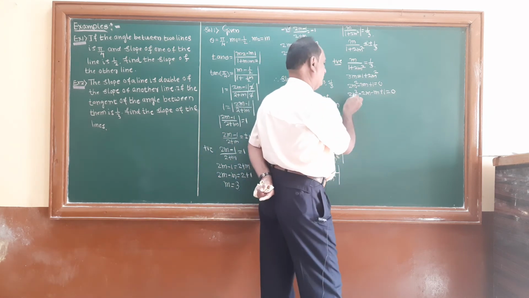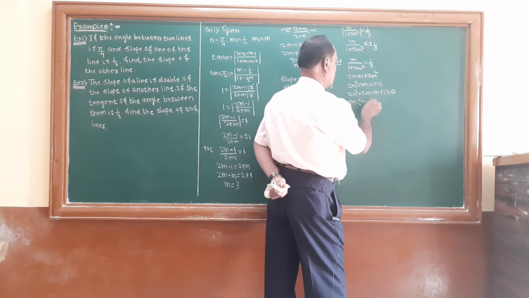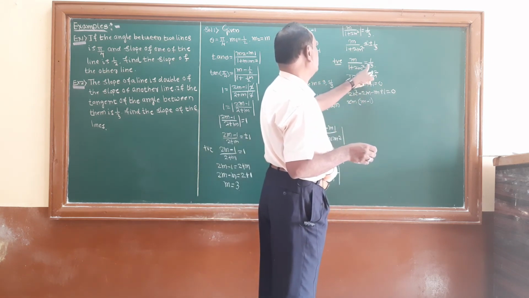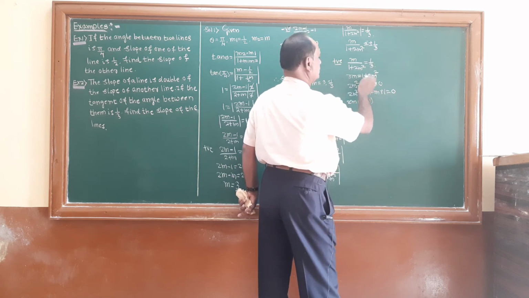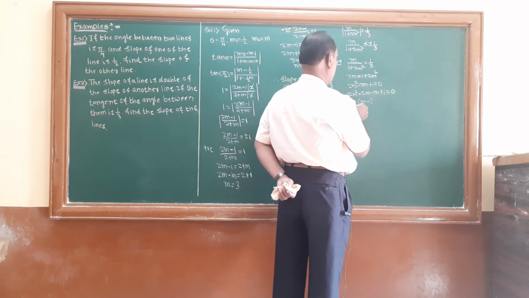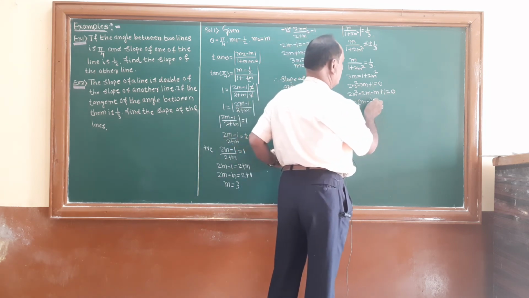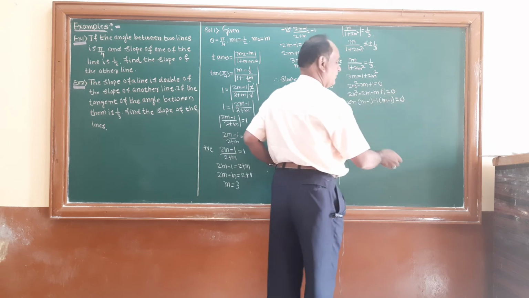Rearrange the terms. In the first two terms you have to take 2m as common, and the remaining term is m minus 1. In the next terms, taking m minus 1 common again, we get m minus 1 is equal to 0. So factorizing 2m square minus 3m plus 1 gives 2m minus 1 times m minus 1 equal to 0.